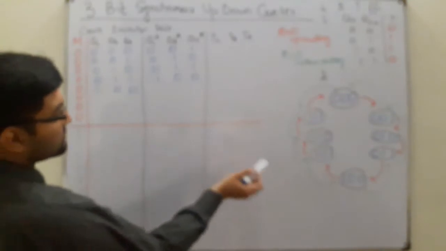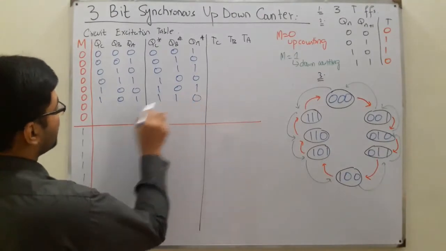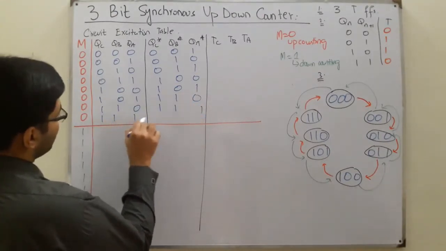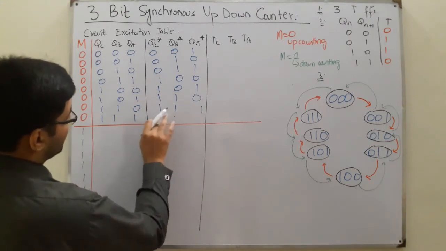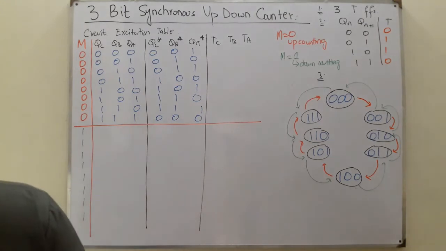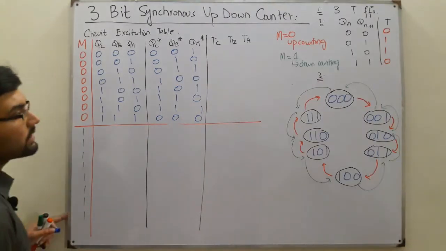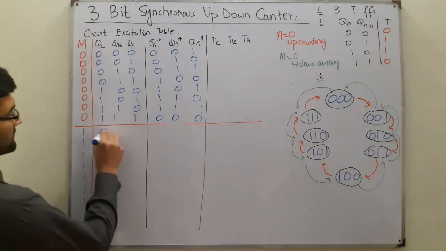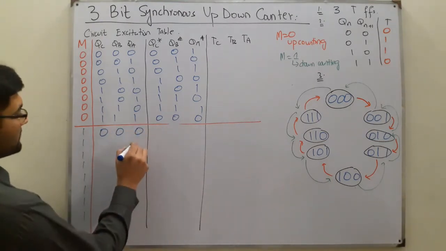When the present state is 100, the next state is 101. When the present is 101, the next is 110. When the present is 110, the next is 111. And when the present is 111, the next is 000. Is that fine till here? Yes. Okay. Now for the down counting, let's say we're taking the same order. 000, all right?